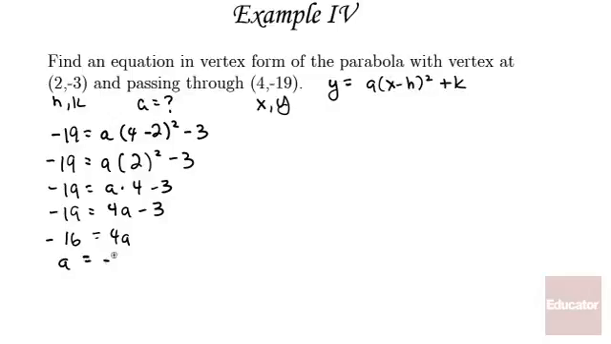Therefore, a equals -4. Now that I've found a, I just go back in here and write this as y equals -4 times x, and then I have h is 2 and k is -3. So here I have vertex form. I know the vertex is 2, negative 3, and now I know that a equals negative 4, so this is going to be a parabola that opens downward.